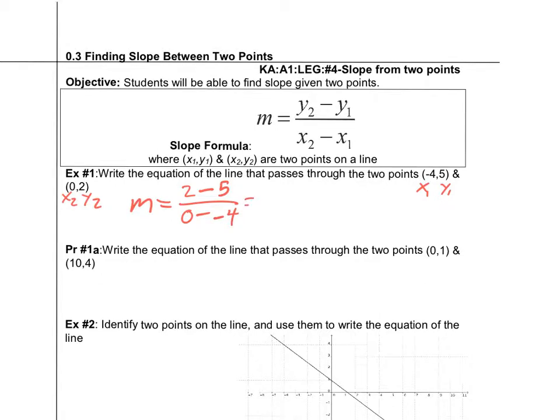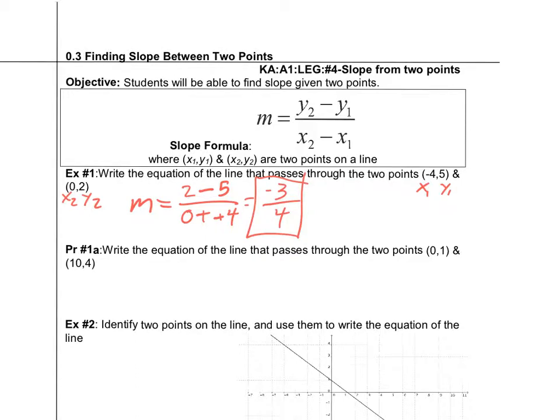And so now, what happens? Well, 2 minus 5, that's -3. Now, what happens down here on the bottom? Remember, when you have a double negative like that, it turns into a plus. It's like adding. So that turns into 4. So the answer is -3/4. The slope is -3/4. Simple.